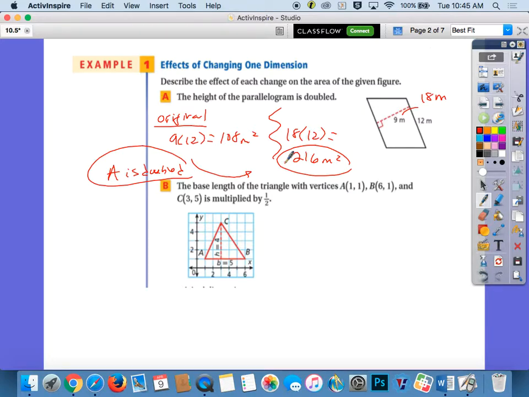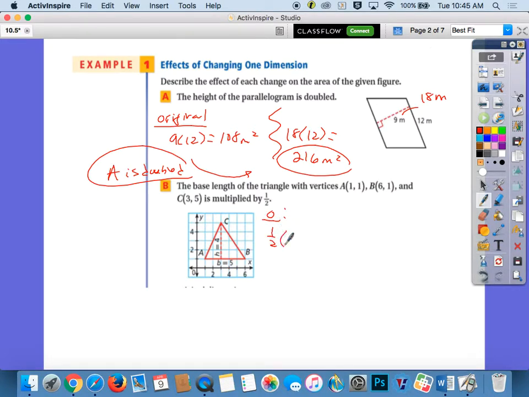So in this case, I changed one dimension. I did not change the base and the height, I just changed one of the dimensions, and that doubled the area. Okay, so let's check out this example. The base length of the triangle with these vertices is multiplied by 1/2. So let's go ahead and do our original. I'll just do O for original for the sake of time.